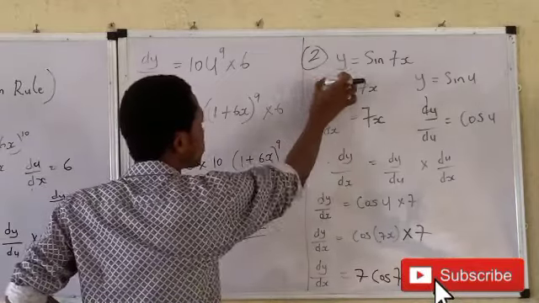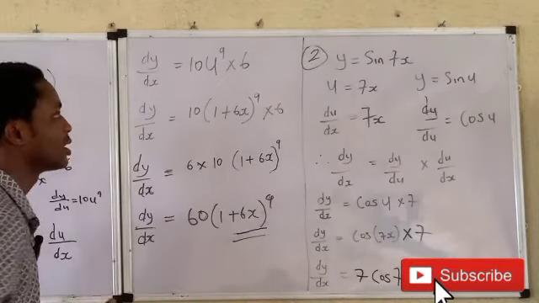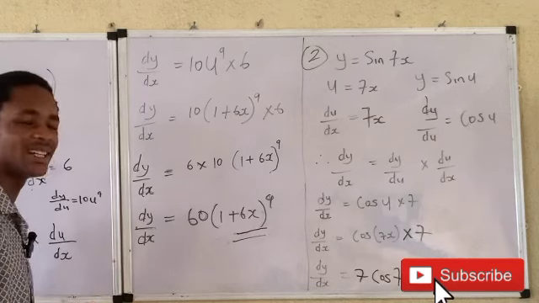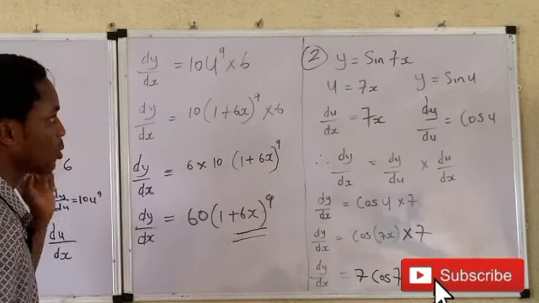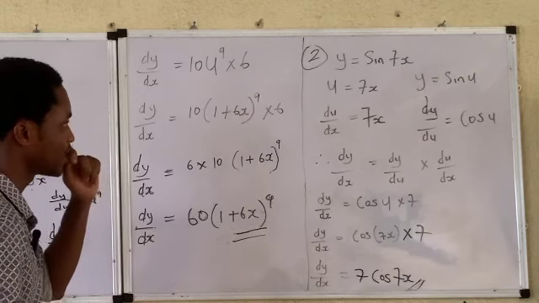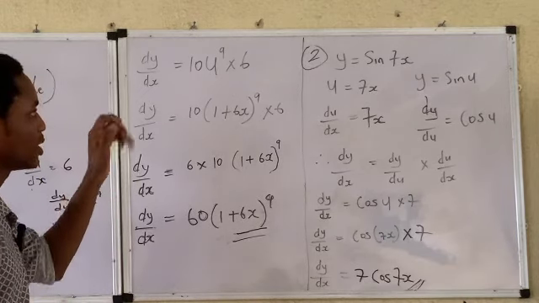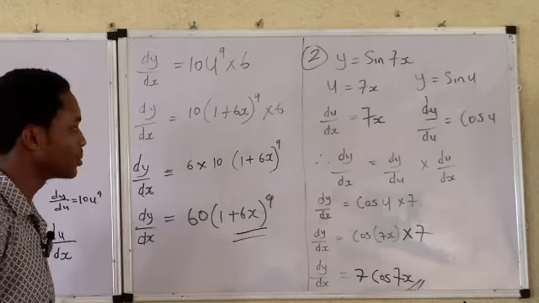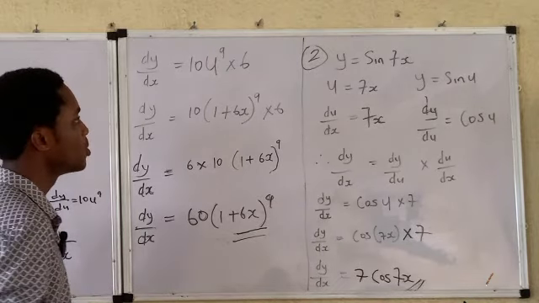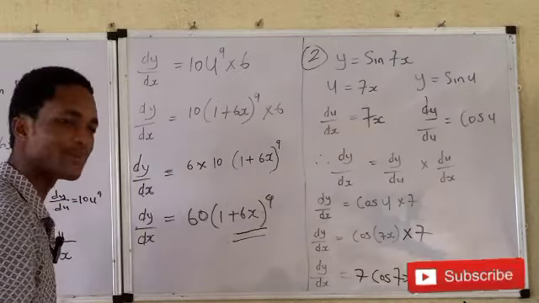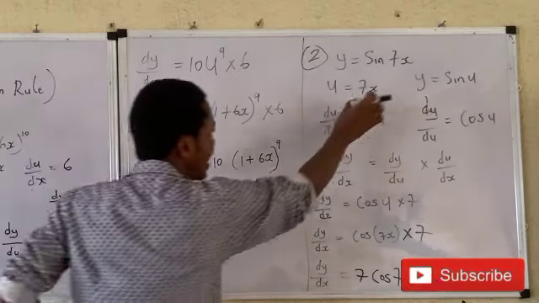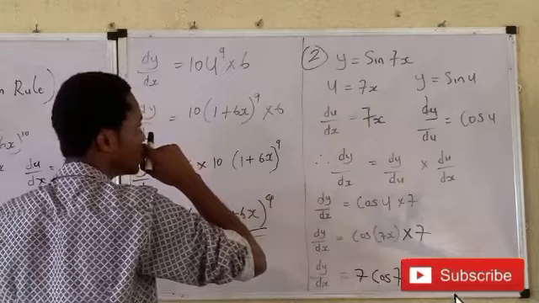Now, question number 2. Y equals sine 7x. With this kind of question, what do you think will be our u? Yes, our u will be the 7x, not the trig.